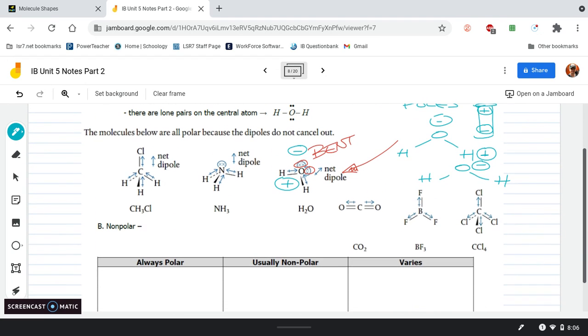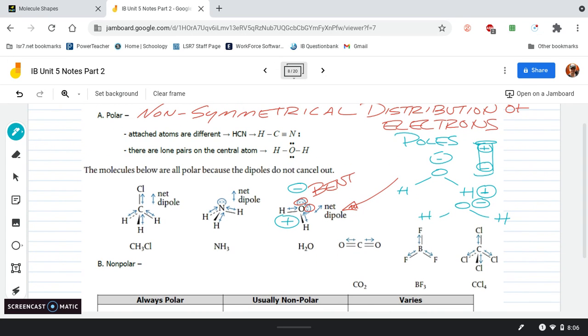So let's go back to non-polar real quick. If polar is non-symmetrical, then non-polar is just going to be the opposite: symmetrical. It's going to look the same from all sides. When we look at these molecules, there are some clues that we can use, but we do have to understand the shape, because the shape ties into this idea of symmetry.